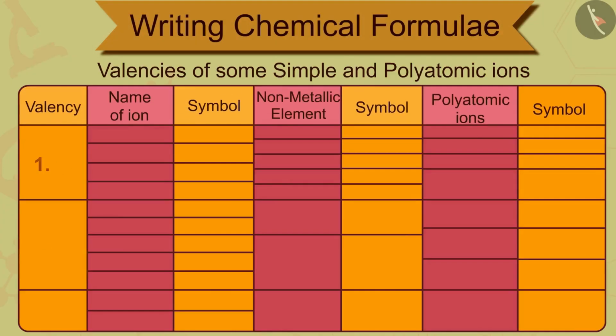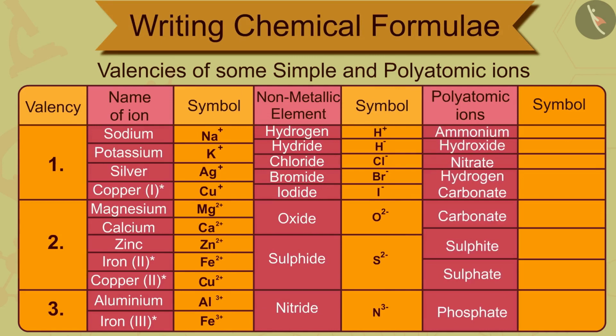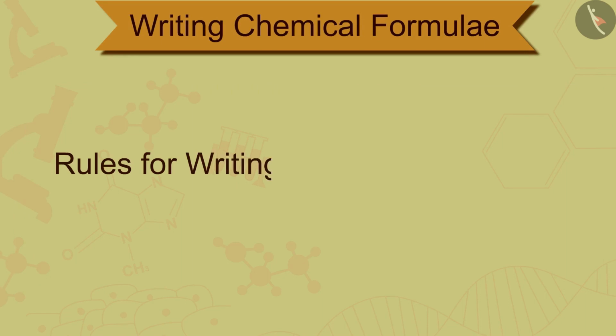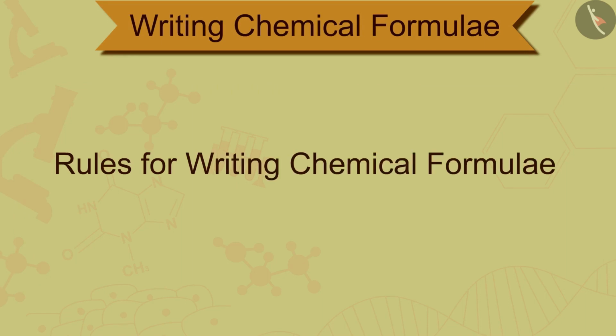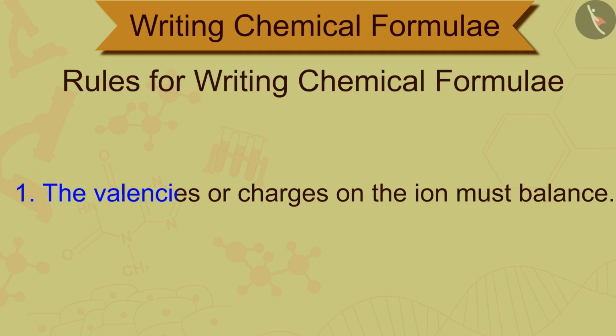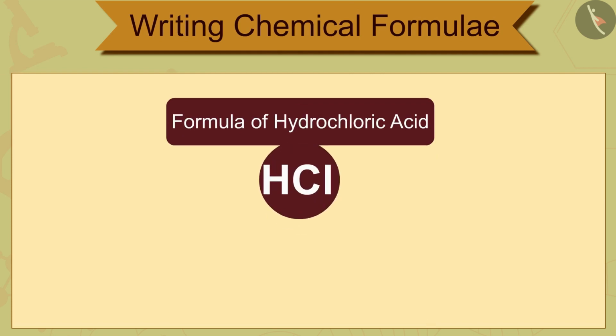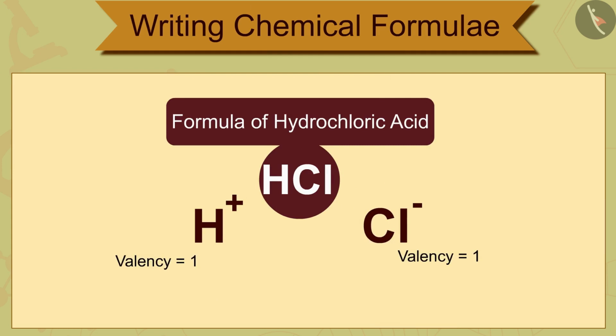Here, you can see the valencies of some simple and polyatomic ions. Let us now look at the rules for writing chemical formulae. 1. The valencies or charges on the ion must balance. For example, the formula of hydrochloric acid compound is HCl, where the valency of both hydrogen H+ and chlorine Cl- is 1, which is balanced in this formula.